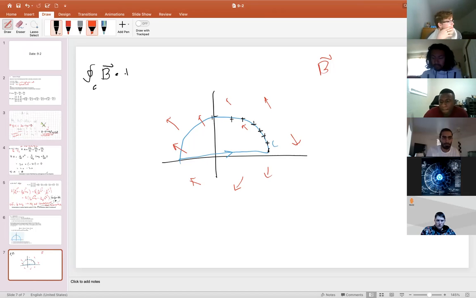Take the field, go around the contour, and at each place add up how much of the field points in the same direction as the contour.